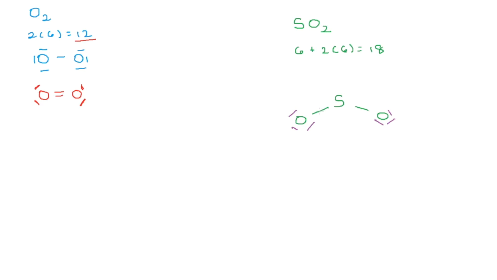Sulfur right now has 2, 4, so I need 6, 8. Now I need to count. I'm using 2, 4, 6, 8, 10, 12, 14, 16, 18, 20. I'm using too many electrons. So now, and only now, can I use a double bond. I'm going to put the double bond on the left-hand side.